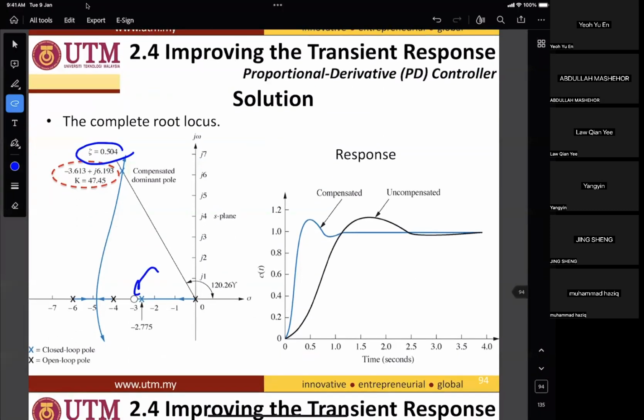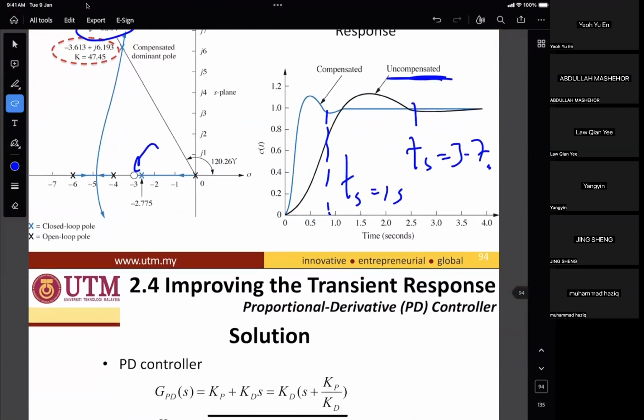And then compare. You can see that before design, this is the settling time, which is 3.7 something, but now it has been reduced to 1 point something, 1 second, which is 3 times reduced from the previous one.